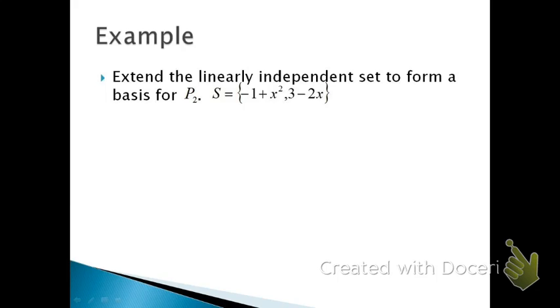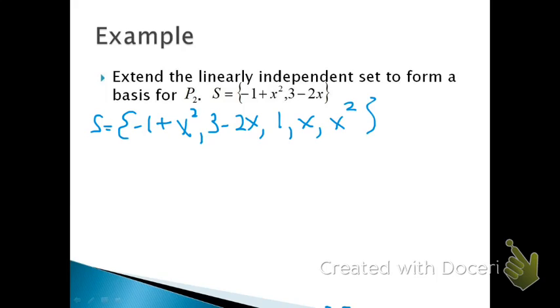So given this set S, we want to extend the linearly independent set to form a basis for P2. So we rewrite the set S, and we want to expand this set S by including the standard basis for P2. So we will include the vectors 1, x, and x squared. And keep in mind, as we remember, that this is the standard basis for P2.